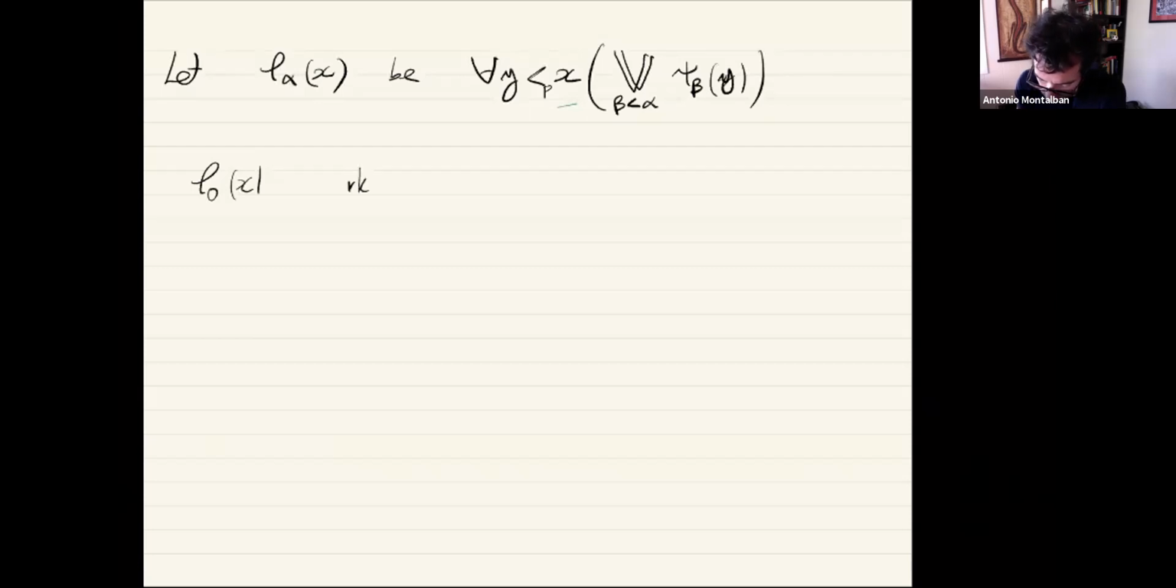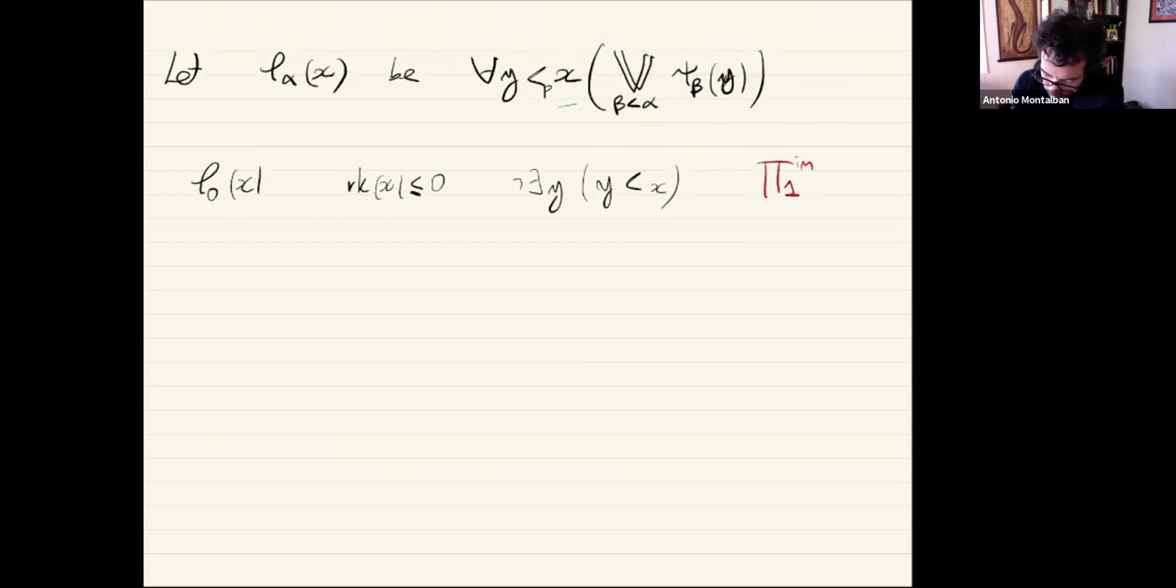This means the rank of x is less than or equal to 0. So there are no y's below. In this case, there are no betas below alpha. There is nobody below alpha. So this formula says that there does not exist y below x, right? That's what having rank less than or equal 0 means. It's a particular case. In the case when there are no such betas, the disjunction over the empty set is false. It doesn't matter. So this is the case 0. The case 0 is the base case. So this is pi 1.